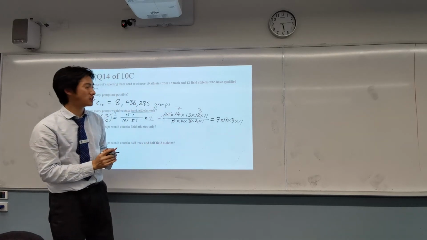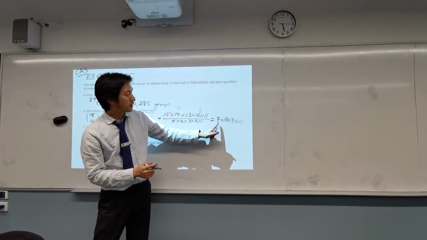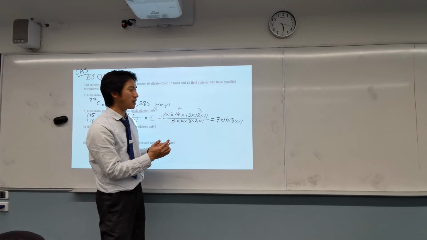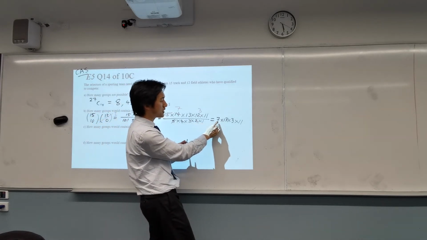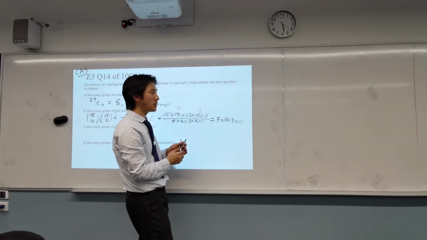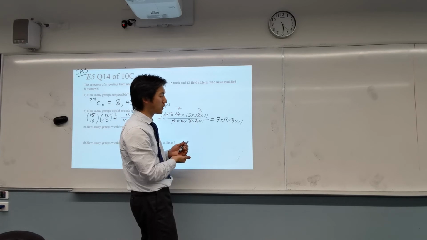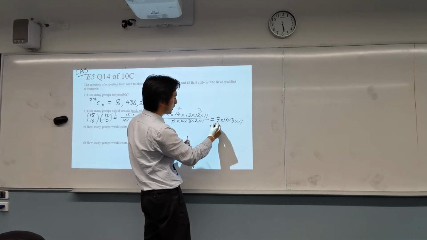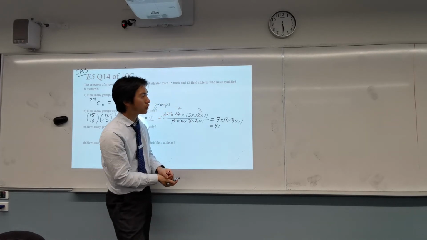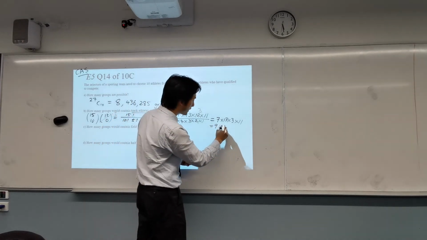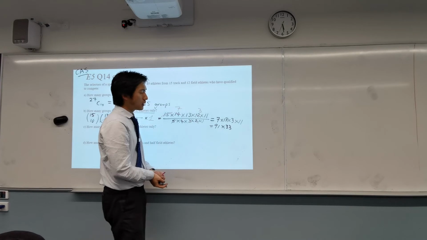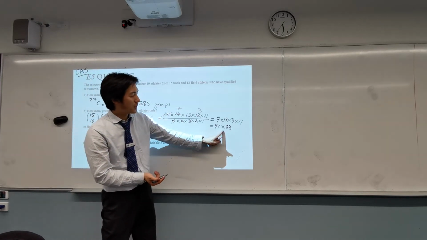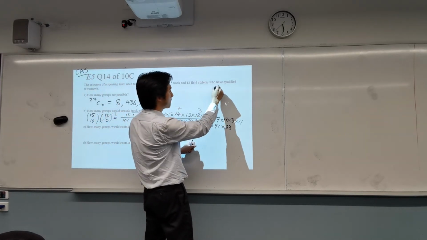Let's work this out. 7 times 13 is like 7 times 10 plus 7 times 3. 7 times 3 is 21. So it's 70 plus 21, which is 91. 3 times 11 is obviously 33. And what's left is to multiply this. Okay, 91 times 33.